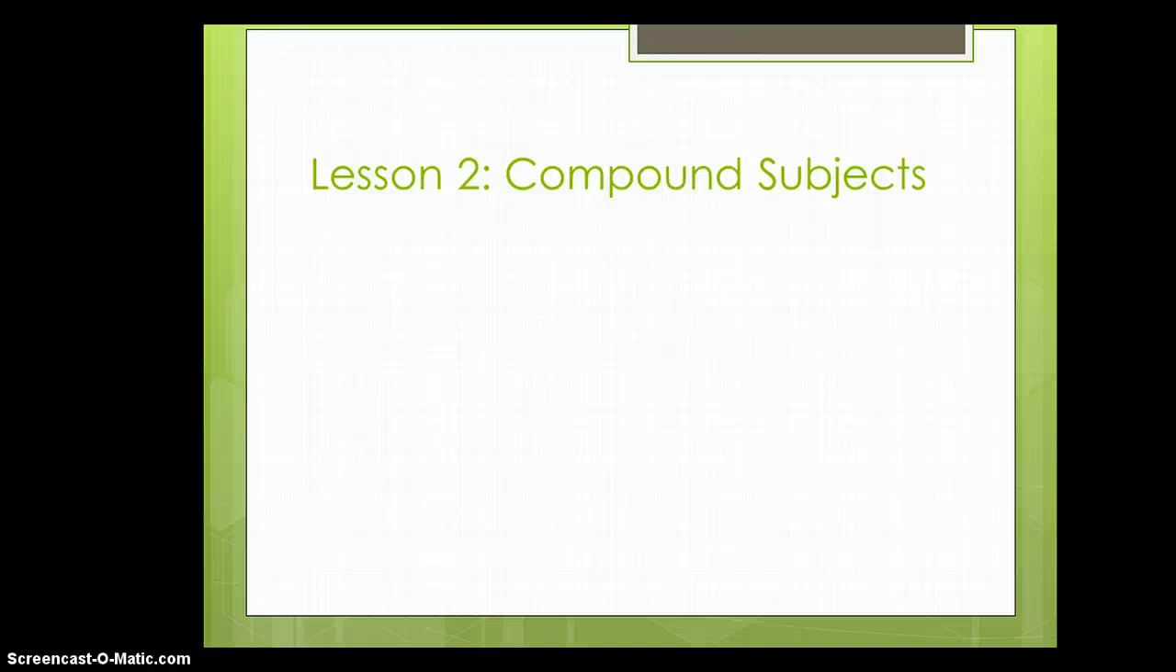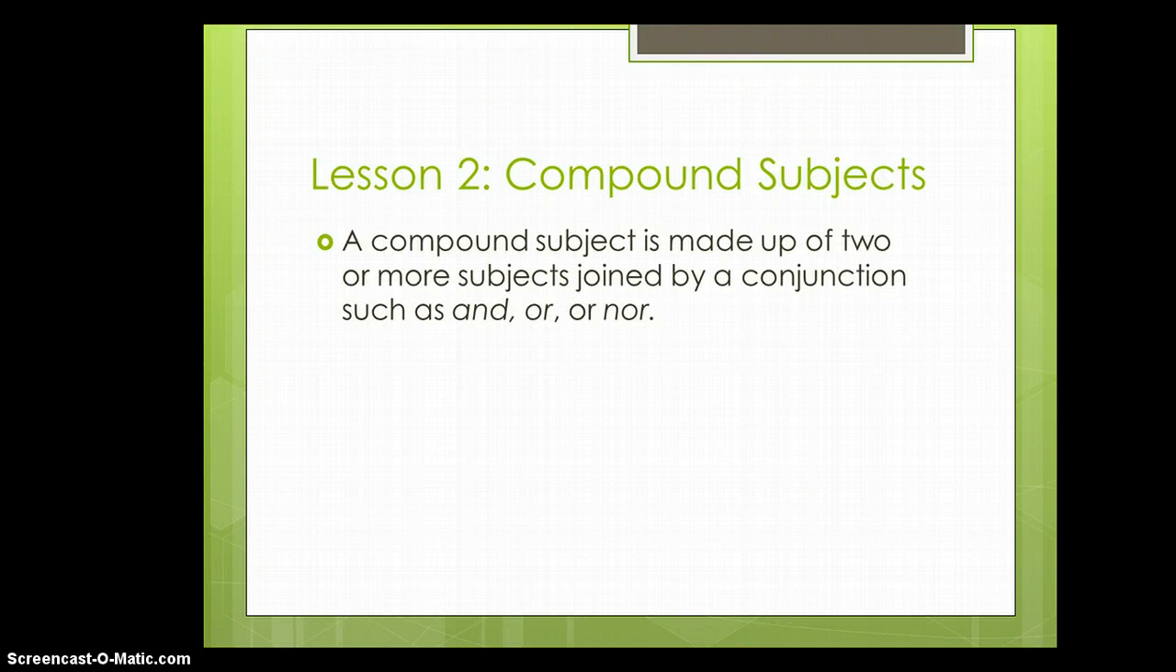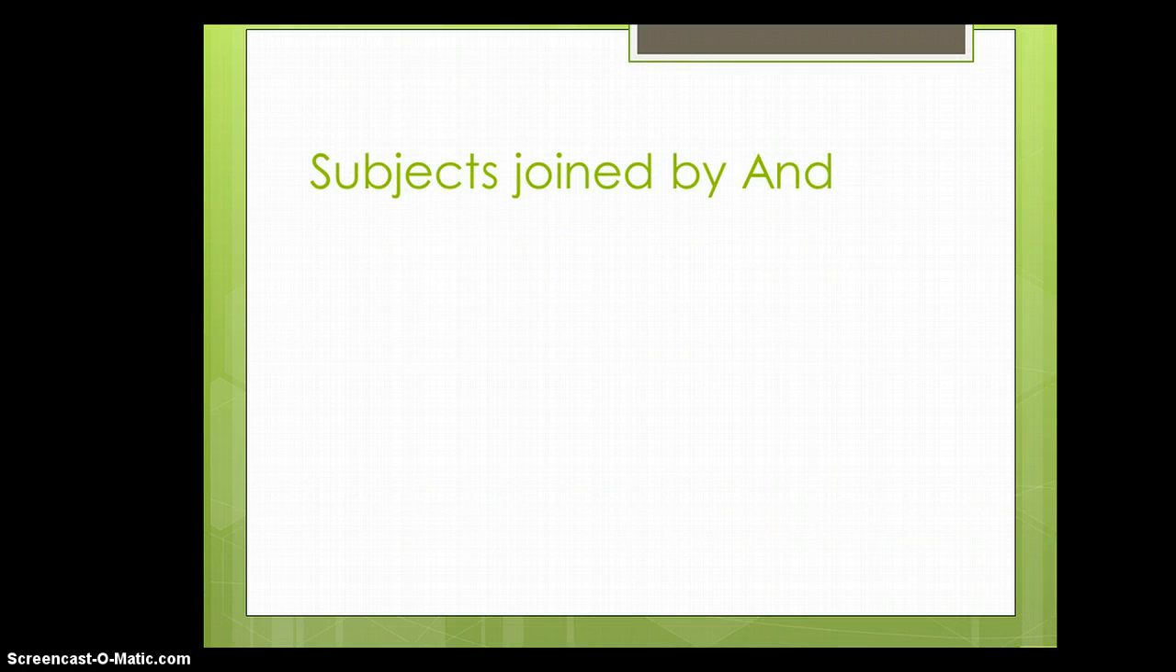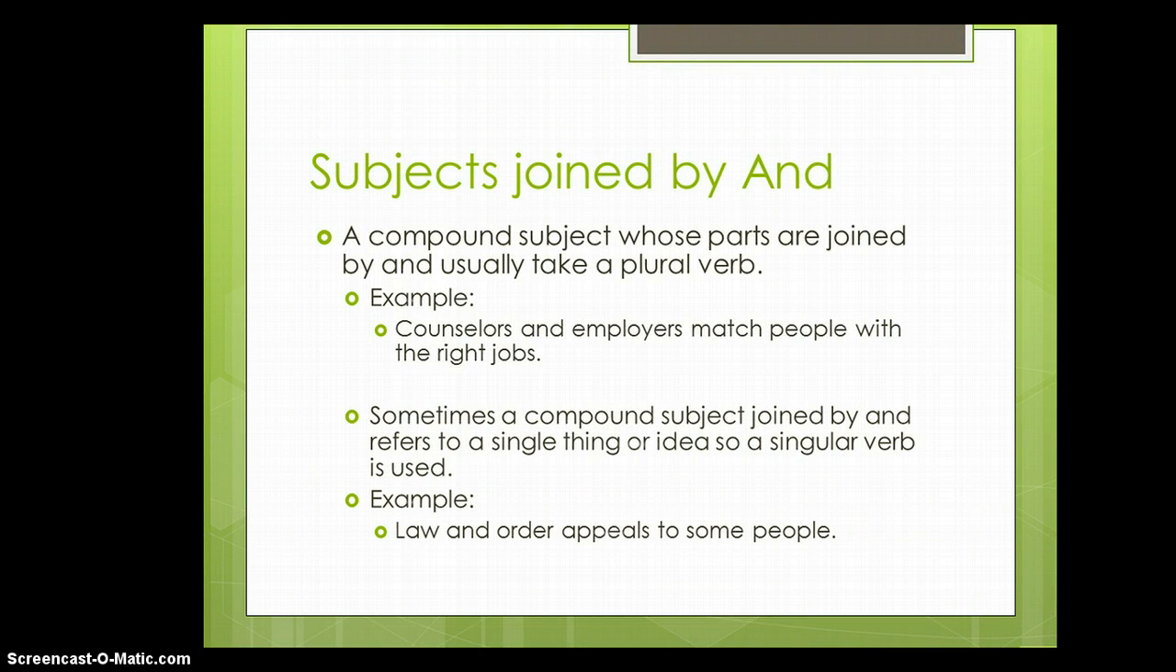Lesson 2 is on compound subjects. This is a very short lesson. A compound subject is made up of two or more subjects joined by a conjunction, such as and, or, nor. So, subjects joined by the word and. A compound subject whose parts are joined by and usually takes a plural verb. Example: counselors and employers match people with the right jobs.